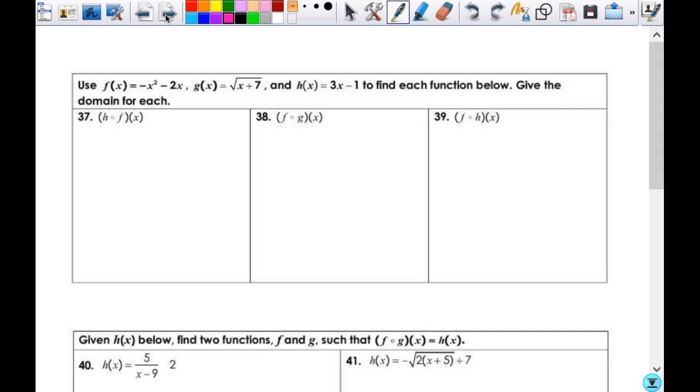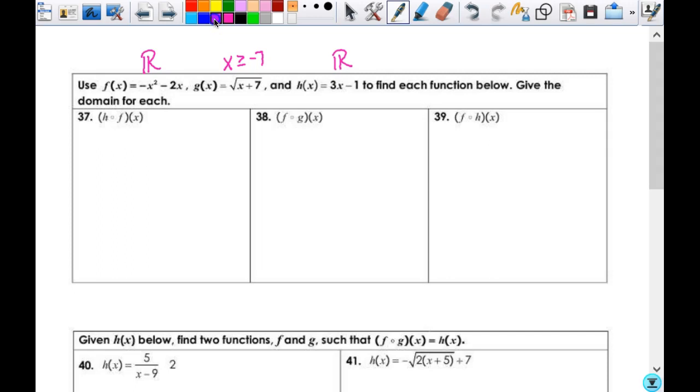Okay, there we go. All right, so we are going to do the composition of functions now, and we have to pay attention to the domains. So we need to look at the domains before we start. This domain here, all real numbers. This domain here, x has to be greater than or equal to negative 7. And this domain, all real numbers.